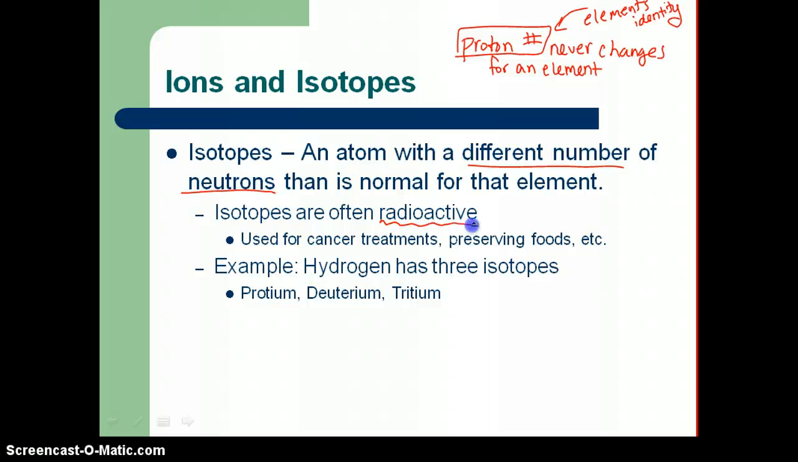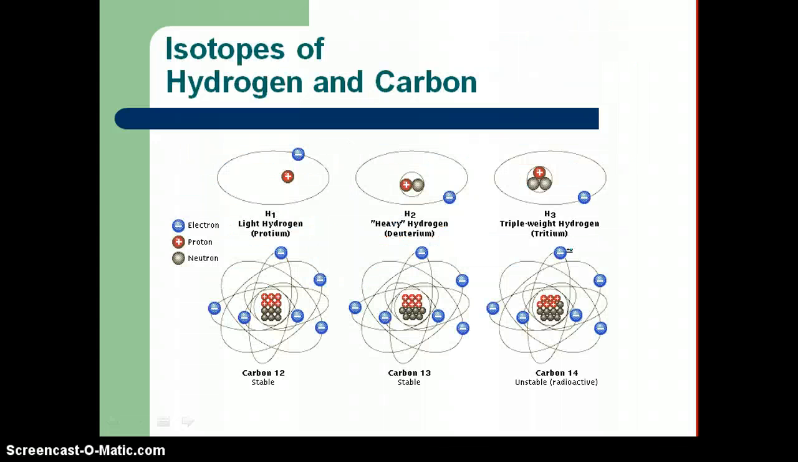And usually they are radioactive. They don't have to be, but most often they are radioactive. So some purposes for isotopes: cancer treatment, preserving foods. And then one example here is hydrogen. Hydrogen has 3 different versions of itself.